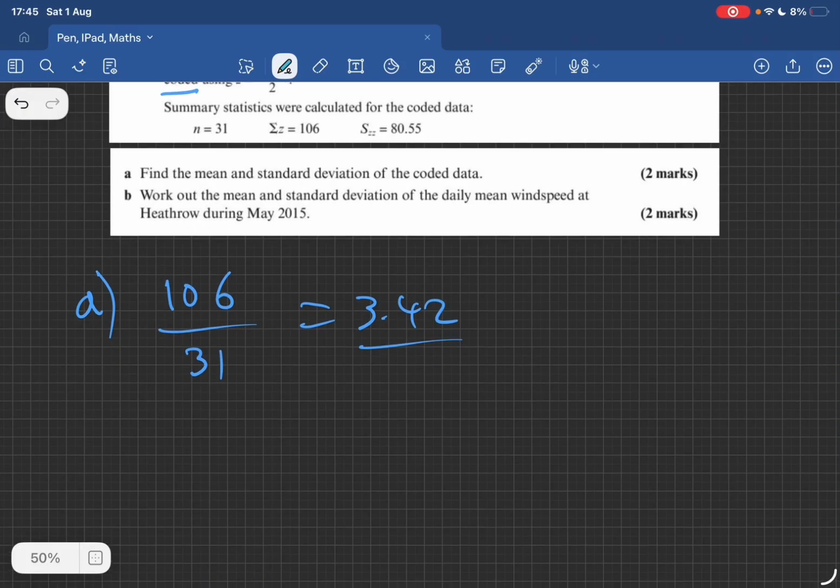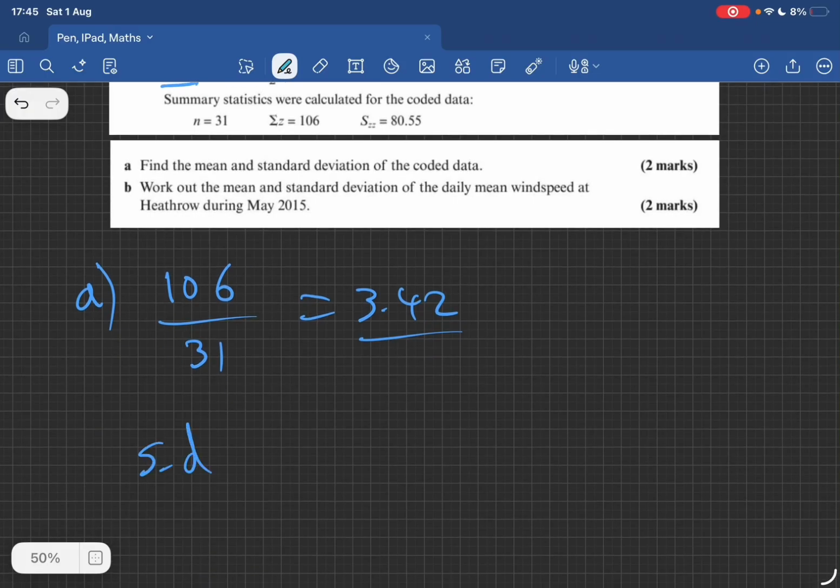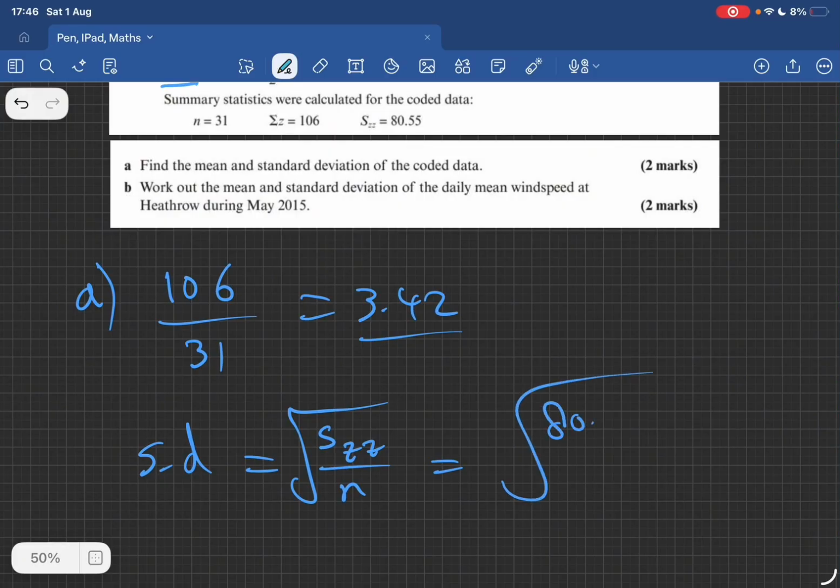Next, standard deviation. From our formula booklet, we're told that standard deviation is the square root of Sxx over n, so we can just replace that for z. So we get the square root of 80.55 divided by 31. Put that in our calculator, and we get 1.61. Both of these to three significant figures.